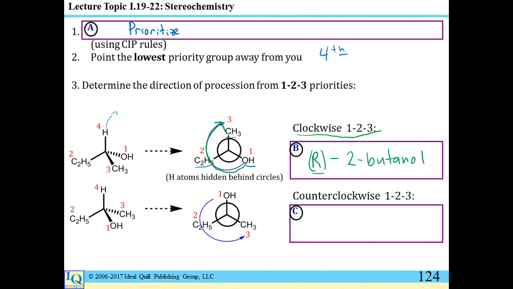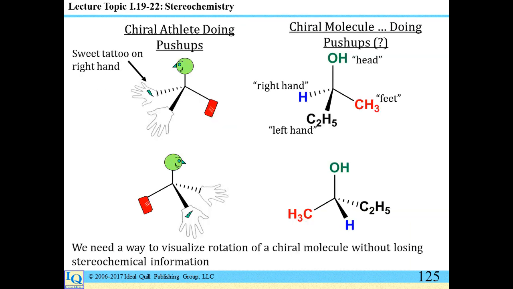The nomenclature rules otherwise remain unchanged from what we'd learned previously, so this is R-2-butanol. If you proceed in a counterclockwise fashion when you count from the 1st to the 2nd to the 3rd priority substituent, this requires the S designator of configuration, so the molecule at the bottom here would be called S-2-butanol.